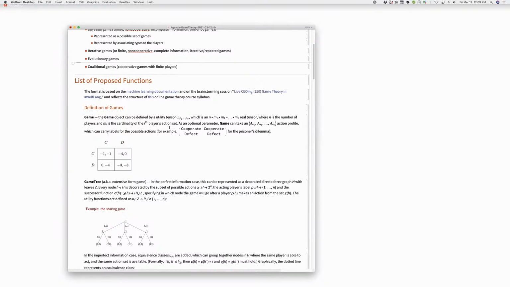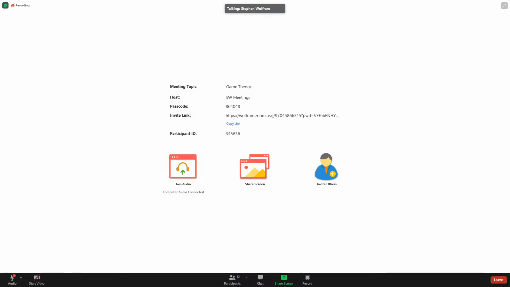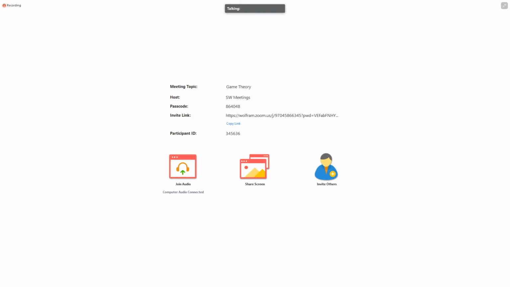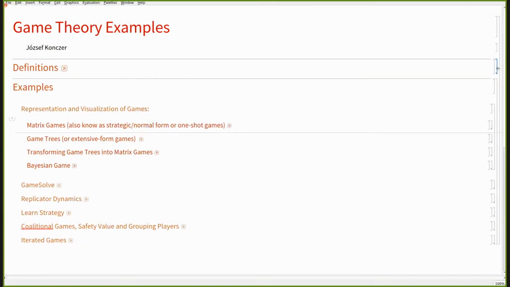So, Stephen, I have a few examples, many examples in a notebook. Good. Do you want to just send it to me? Yes, I can send or I can show. Okay, why don't you show? Okay, I'll share my screen. Okay, go for it. Yes, and here it is.